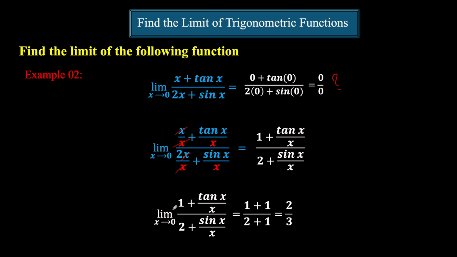Now we will find the limit as x approaches 0 of the same expression. The constant numbers 1 and 2 won't be changed, they are the same, okay? Now tangent x over x is equal to 1, and sine x over x is also equal to 1, and finally this is equal to 2 over 3, okay?